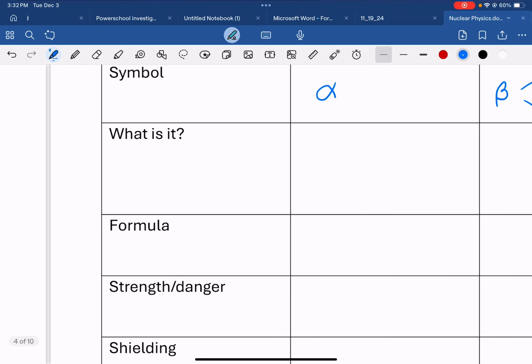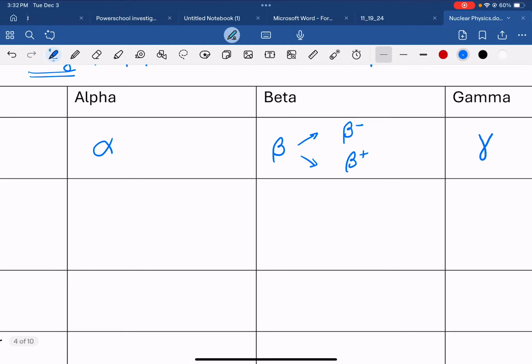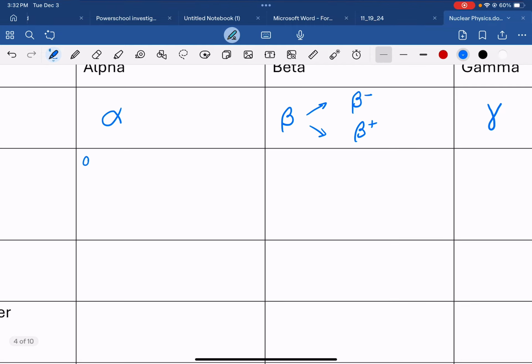That gamma looks like a skinny alpha that's been rotated about 90 degrees to the left, counterclockwise. All right, so what is it? Well, an alpha particle, okay, we always talk about alpha particles.